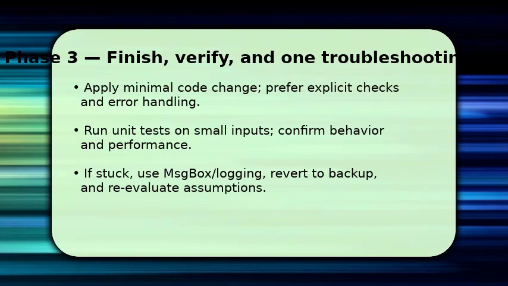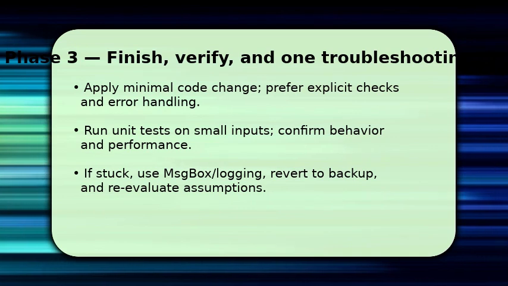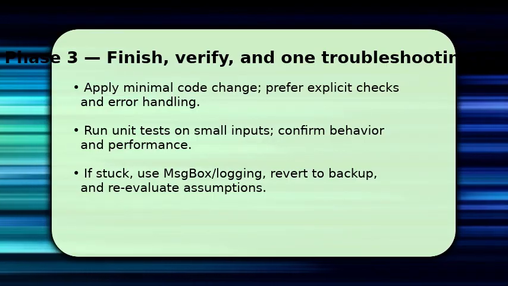You implement the minimal, clear fix, add explicit checks, correct object references, and include targeted error handling so the macro fails gracefully if needed. Then, run focused tests on small datasets to verify results and measure speed. This shows whether the change fixed the root cause.